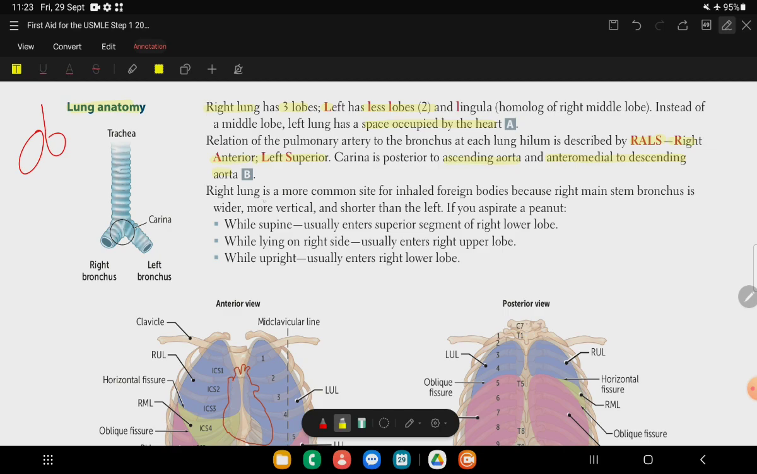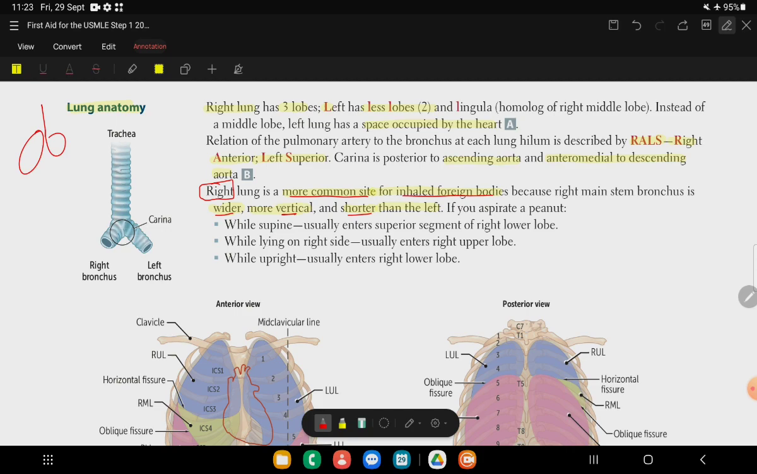The right lung is the more common site for inhaled foreign body objects, and because of that, the right main stem bronchus is wider, more vertical and shorter than the left. So the right side is the most important. It is the more common side for an inhaled foreign body because the right main stem bronchus is wider, more vertical, and shorter than the left one.